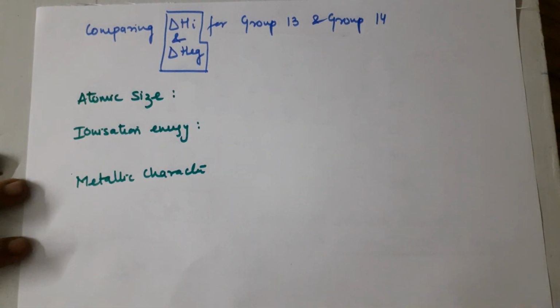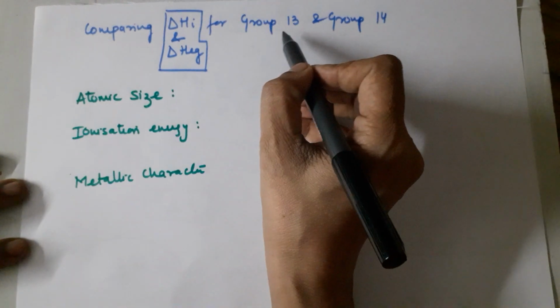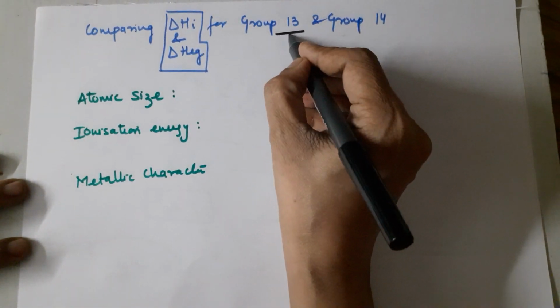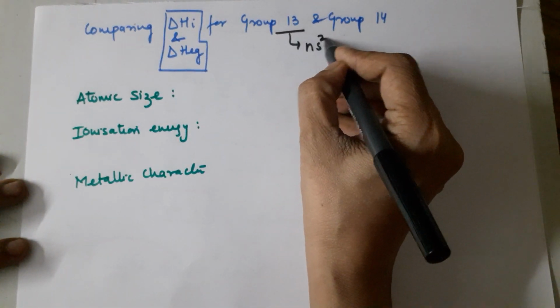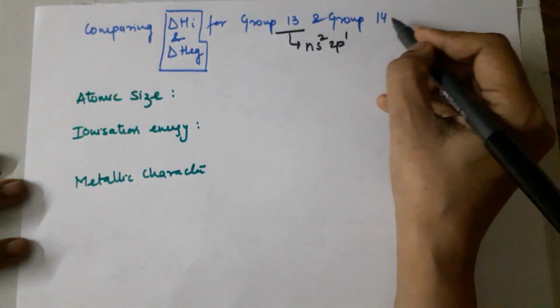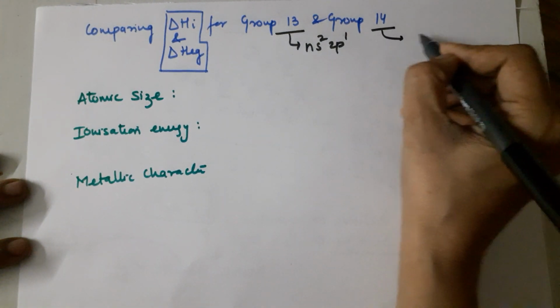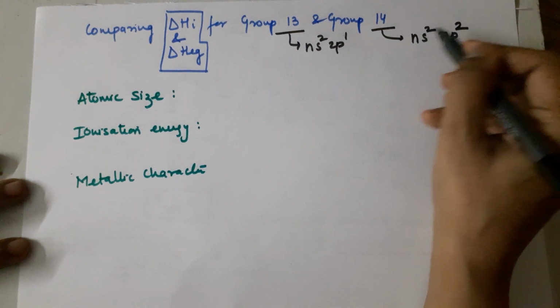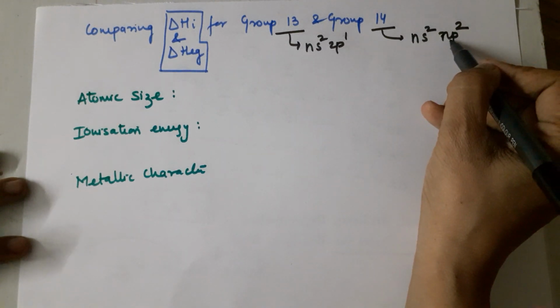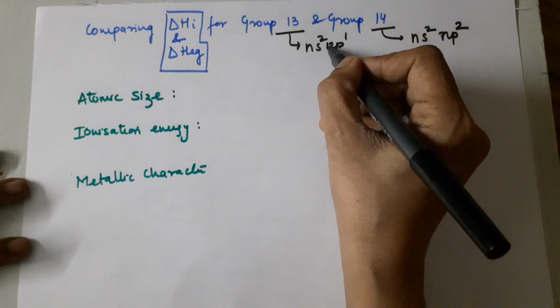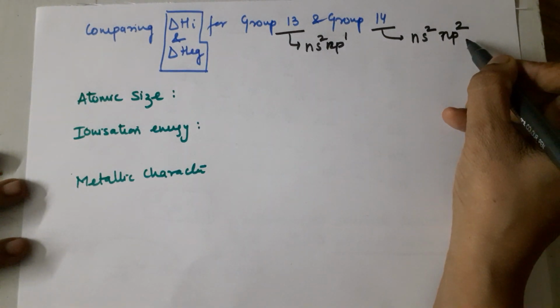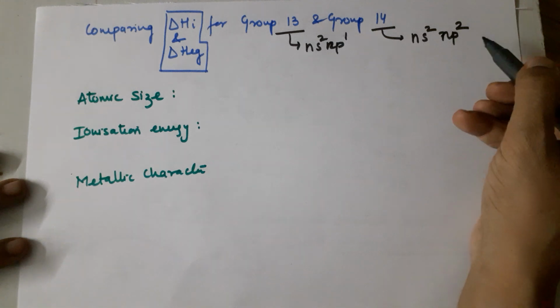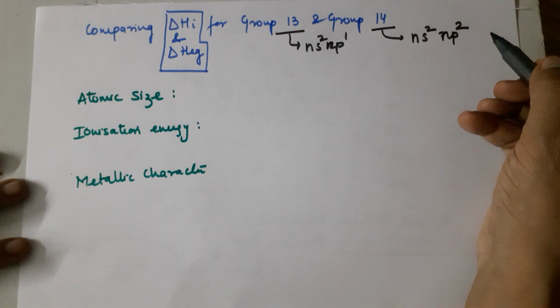Since we are on the P block, I need to compare group 13 versus group 14. When I talk about group 13, the configuration is ns2 np1, and when you talk about group 14, the general configuration is ns2 np2. So nothing grand is happening in the configuration. No stability, no half filled, or nothing stabilizes the electronic configuration.